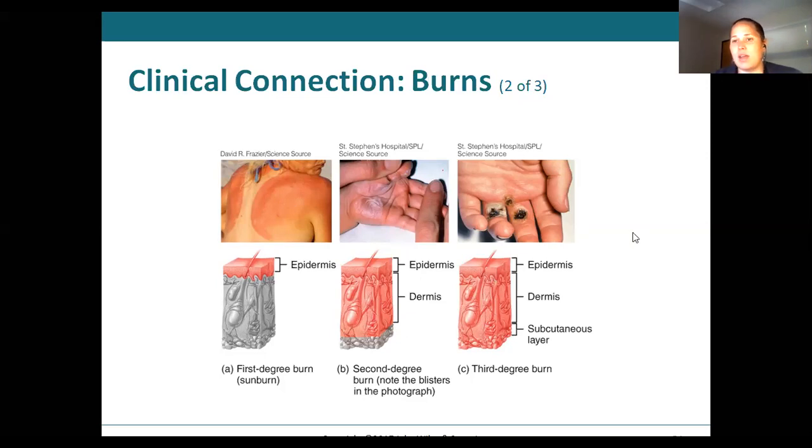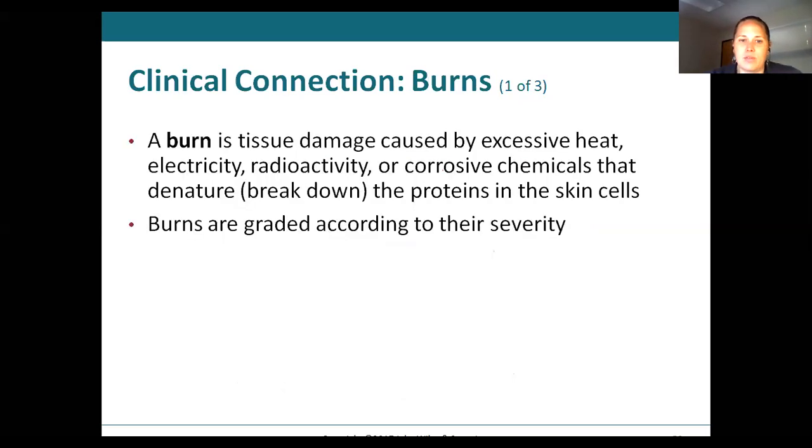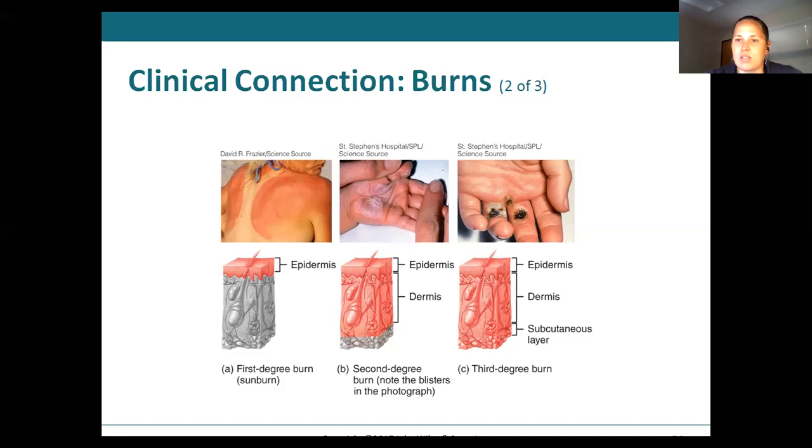And again, we often think of burns as a product of heat, but it can be due to corrosive chemicals. Extreme acids or bases can burn the skin, as well as radioactivity and electricity. So these are all different ways in which the skin can be damaged, not just by heat.